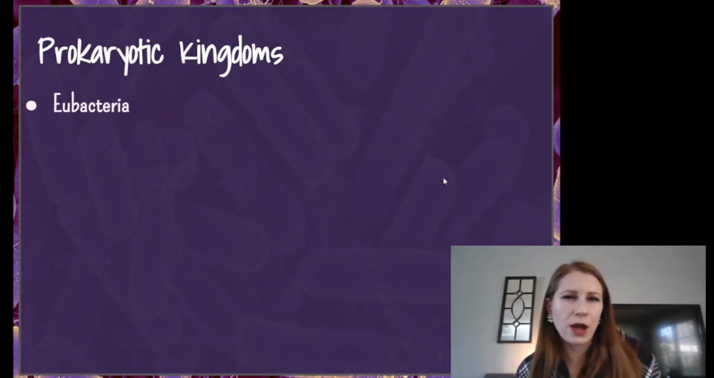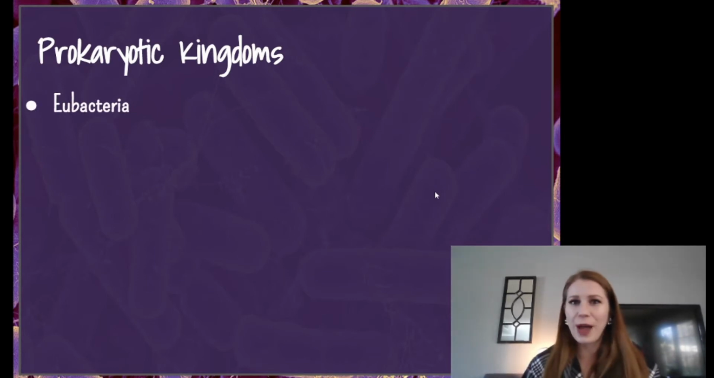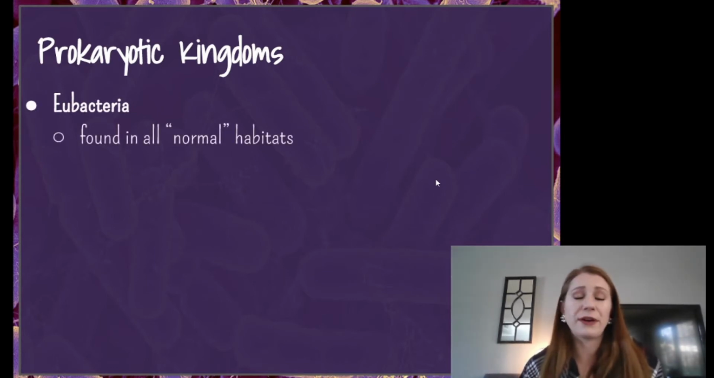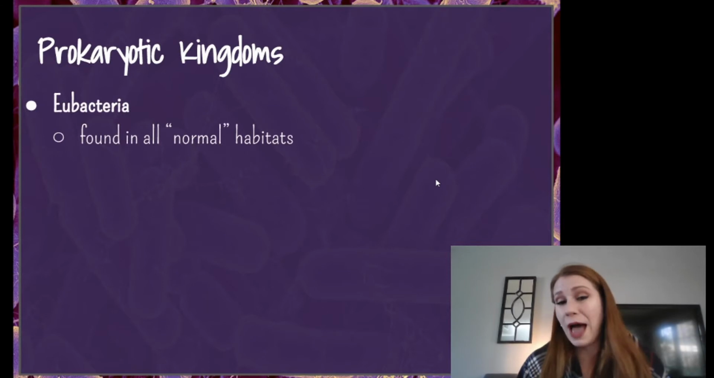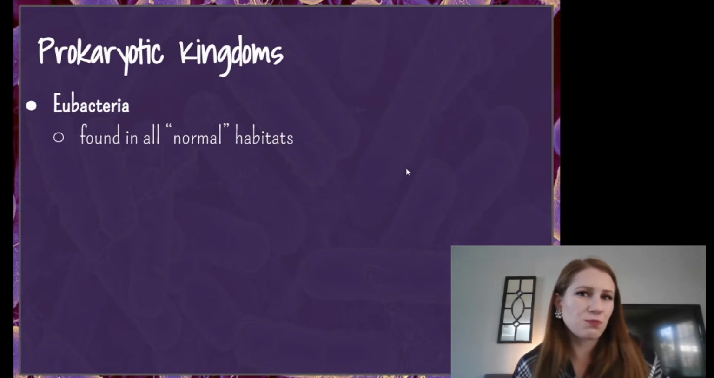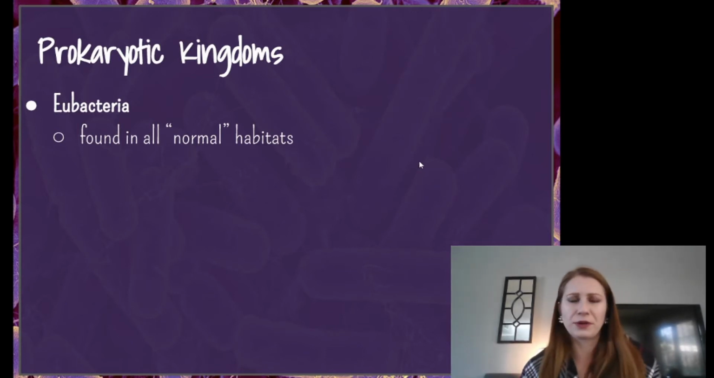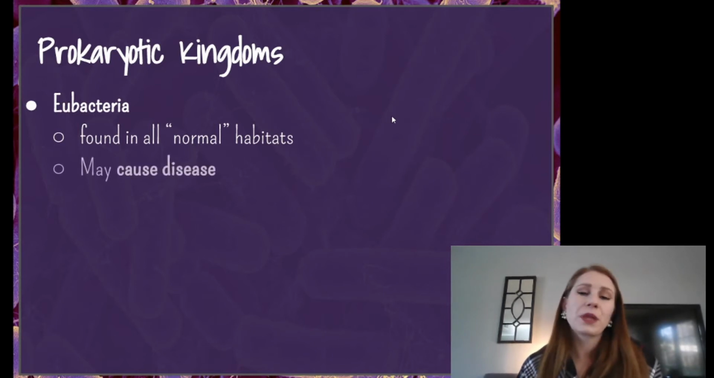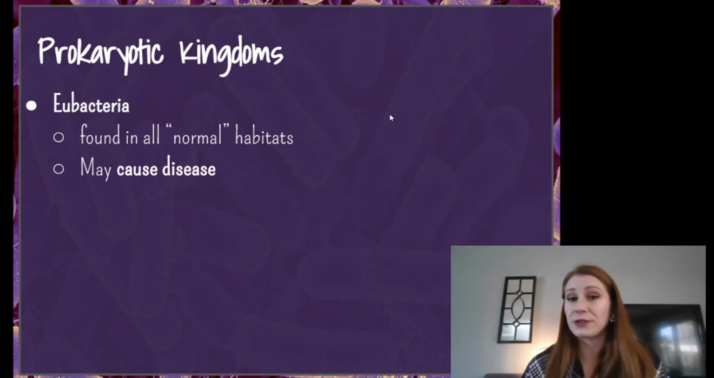The second type of prokaryotic kingdom we're talking about today is eubacteria. Eubacteria is found in all what we consider normal habitats. Now, normal might mean our bodies, because eubacteria can live inside us, but that's more normal than a hot spring or something so salty we can't survive there. But that's what we mean by normal. They can cause disease. So these are the bacteria that can infect us and make us feel sick.